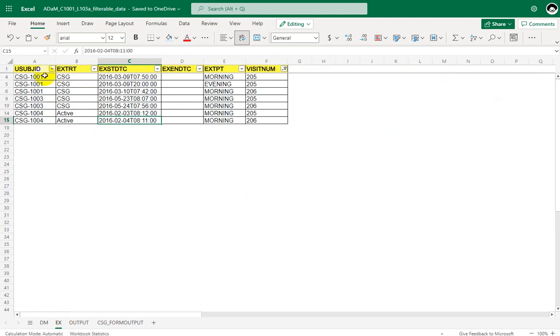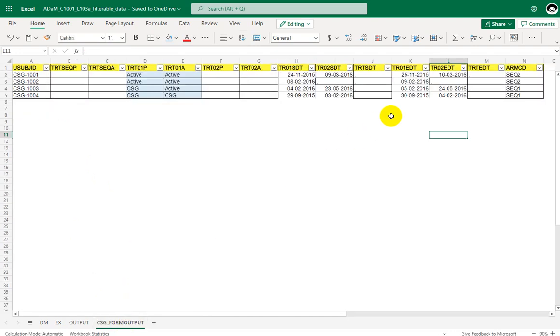So the earliest value was 9th March. On that record, the value was CSG for 1001. So this will become TRT02A for subject 1001. Sorry, this was TRT02A. So as the subject did not have a record for 1002 in exposure, this will be null.